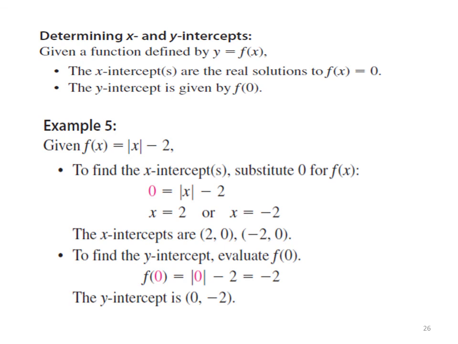So now the x-intercepts will be the two points, 2, 0. The second point is minus 2 and 0. Now for the y-intercept, remember we set x equal to 0, or just evaluate f of 0. F of 0, replace x by 0, you have the absolute value of 0, minus 2, you get minus 2. Okay, then the y-intercept will be the point 0 and minus 2.